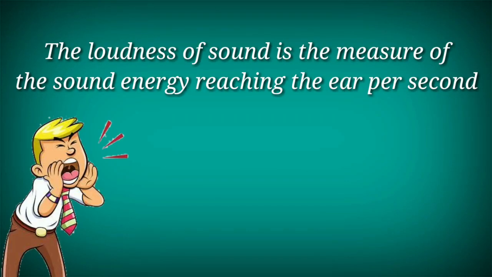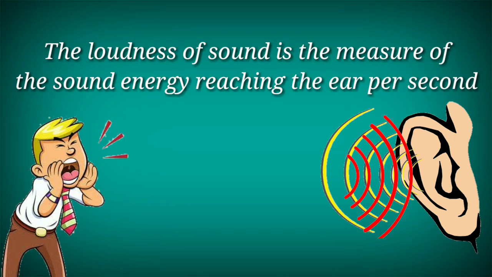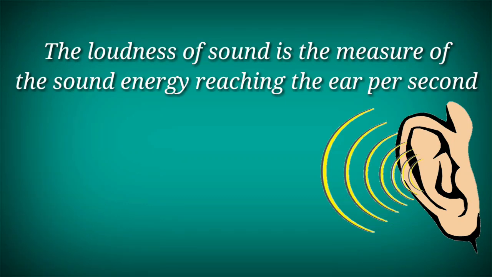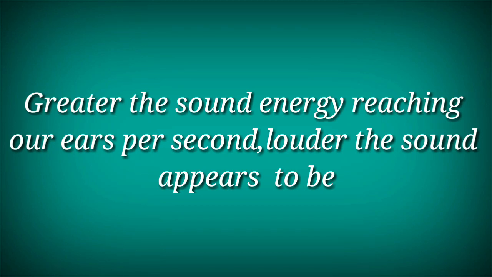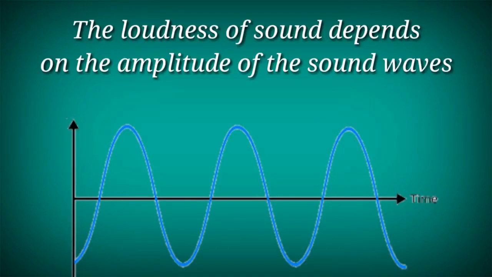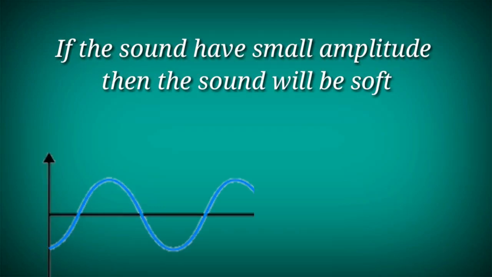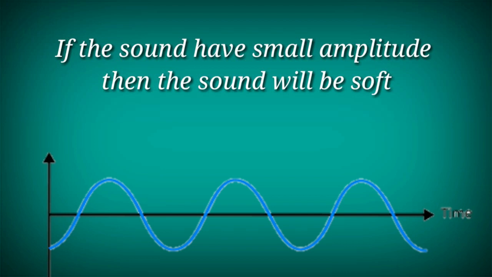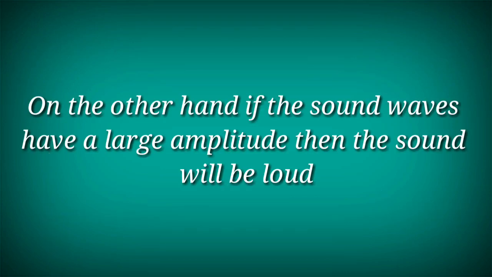The loudness of sound is a measure of the sound energy reaching the ear per second. Greater the sound energy reaching our ears per second, louder the sound would appear to be. The loudness of sound depends on the amplitude of sound waves. If the sound waves have a small amplitude, then the sound will be faint or soft. On the other hand, if the sound waves have a large amplitude, then the sound will be loud.